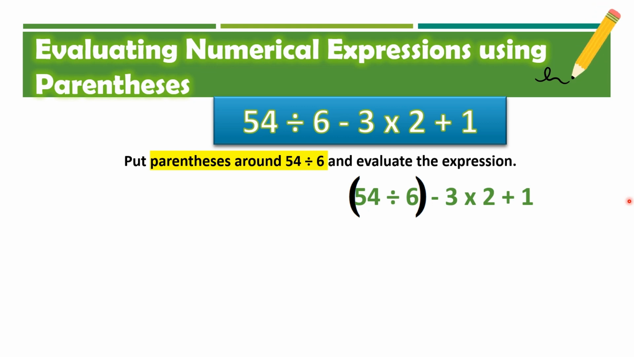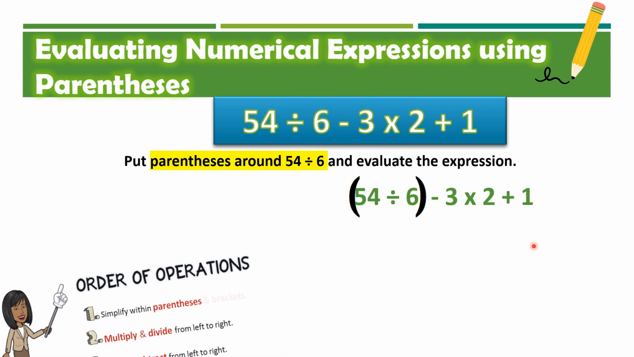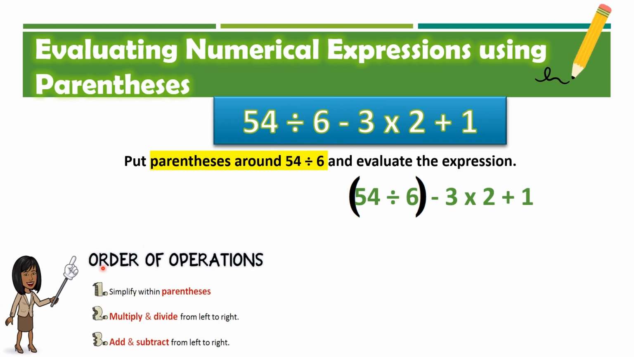Now the fact that we have the parentheses in this problem, we know that we are going to be solving this first. I'm going to have to use the order of operations to effectively evaluate the expression. So just a reminder, the order of operations says that I'm going to simplify within the parentheses, which basically means to solve what is in the parentheses. The second thing that I'll do is to multiply and divide from left to right. And then the third step would be to add and subtract from left to right.